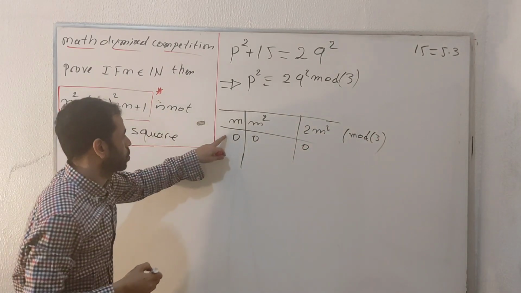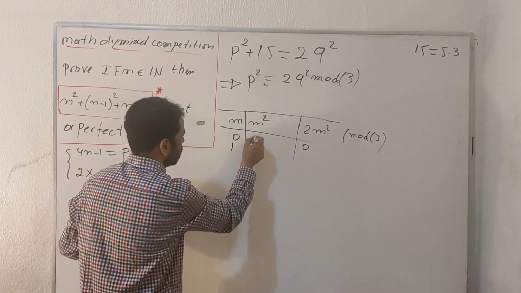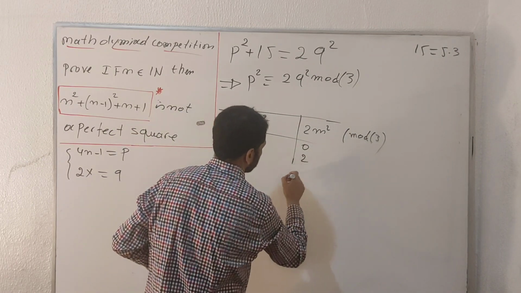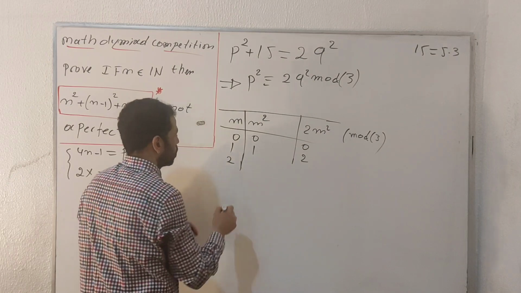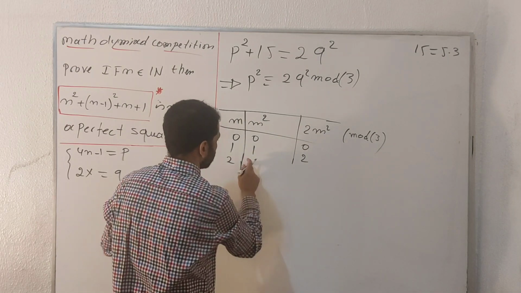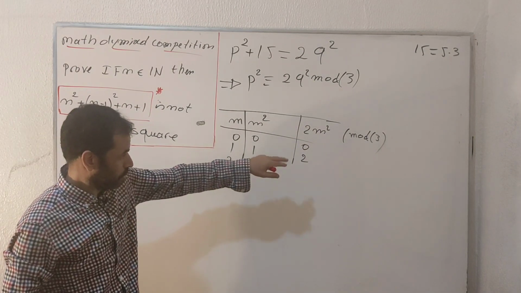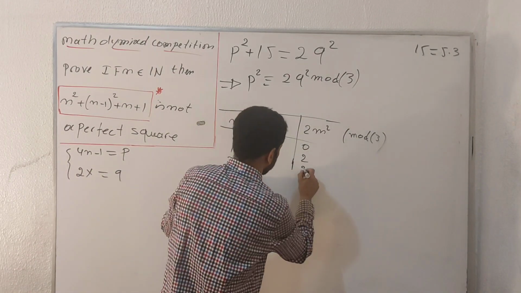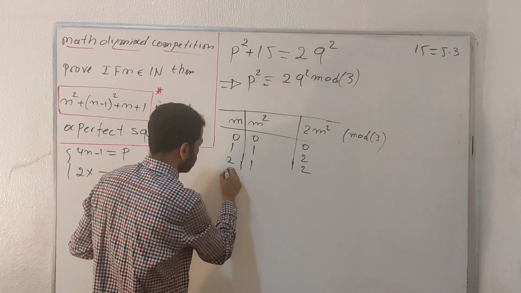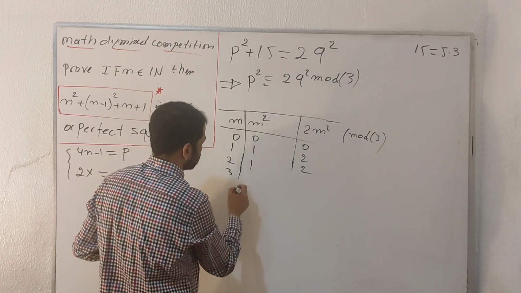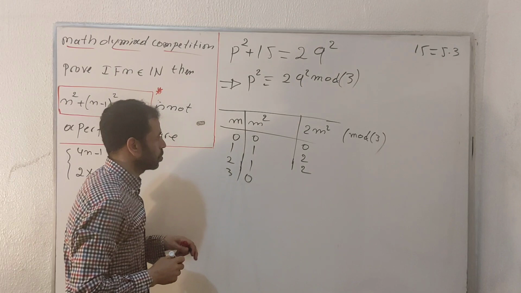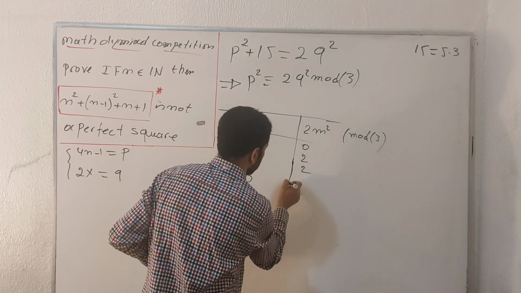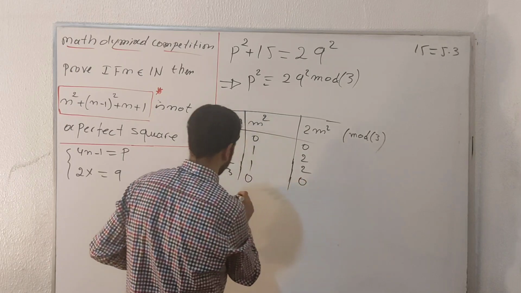Now I'm going to check number 1. 1 squared is 1, and 2 times 1 is 2. I'm going to check number 2. 2 squared is 4, and 4 is 1 more than 3, so it is 1. 2 times 1 is 2. I'm going to check number 3. 3 squared is 9, and 9 is the same as 0 mod 3, because 3 divides 9. 2 times 0 is 0.